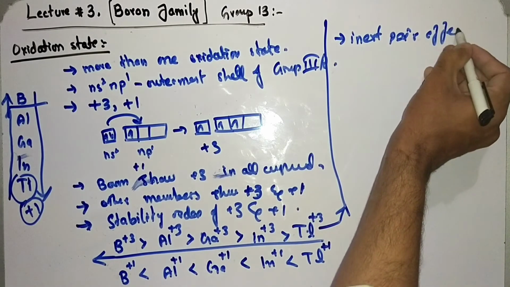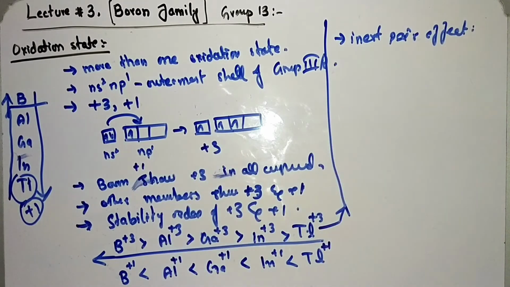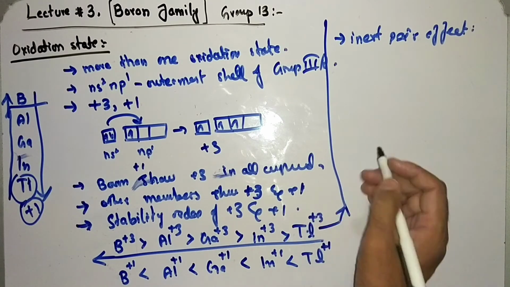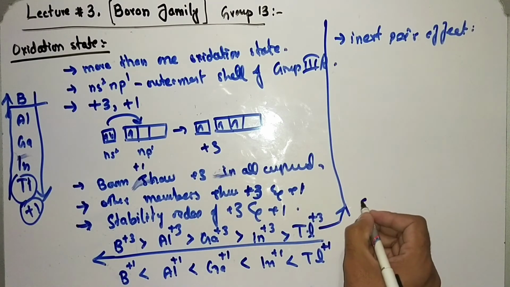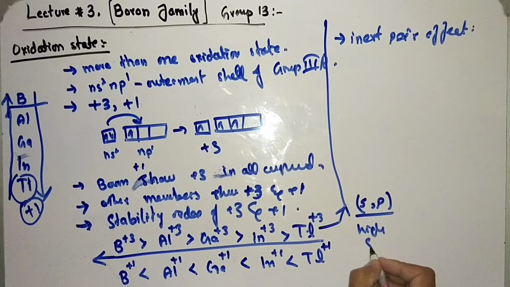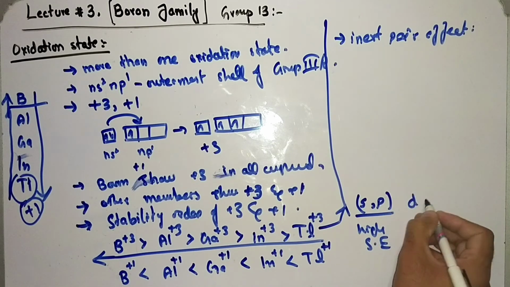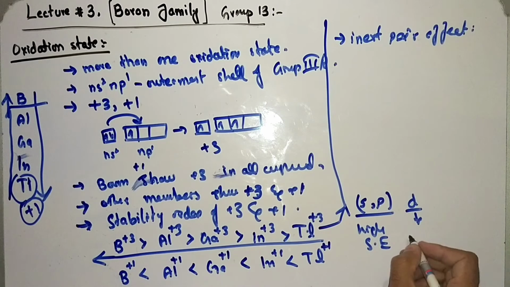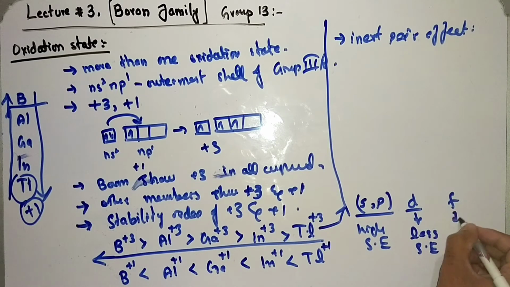So what is the inert pair effect? I will be explaining this point. In the first lecture I already told you that s electrons and p electrons show a very high shielding effect, while d electrons show less shielding effect, and f electrons show very little shielding effect.